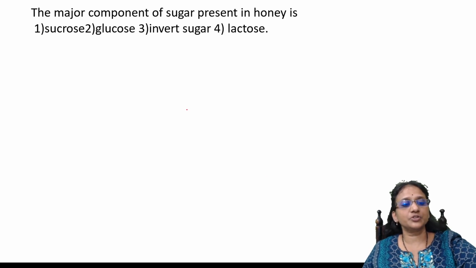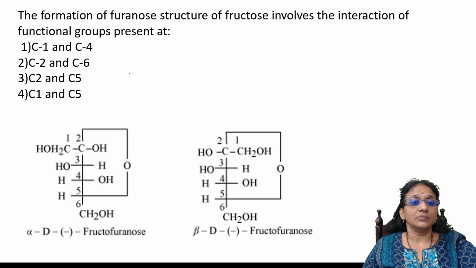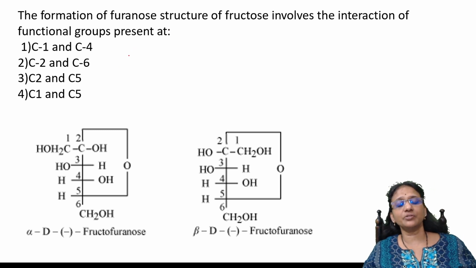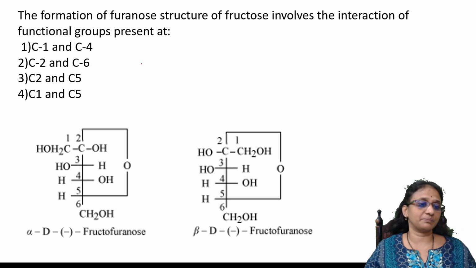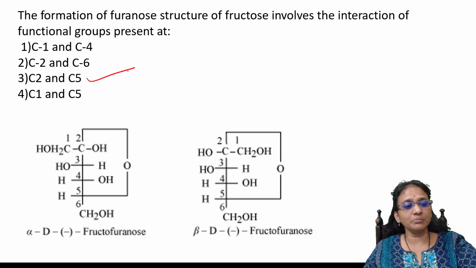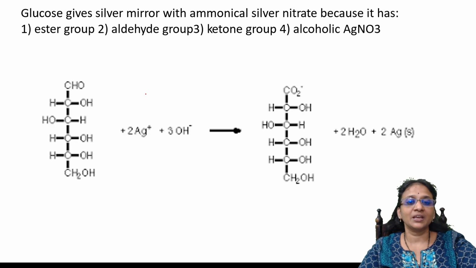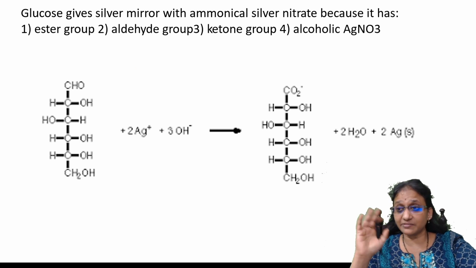The major component of sugar present in honey, invert sugar. Remember that. Next, the formation of furanose structure of fructose involves which carbons? In furanose, the ring forms between C2 and C5. Why? Check here. During the cyclic structure, the C2 carbon and the C5 carbon form a ring, giving the fructofuranose structure. So it's a condensation between C2 and C5. And in glucose, it is between C1 and C5.